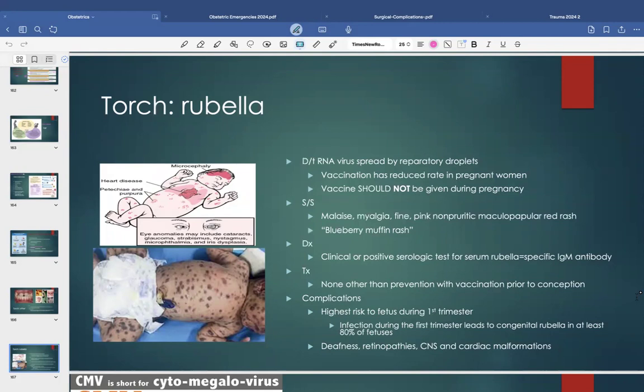Moms are at highest risk during the first trimester. Infection in the first trimester does lead to congenital rubella in 80% of fetuses. We want to avoid that. Vaccinate after birth to avoid giving it to the baby.